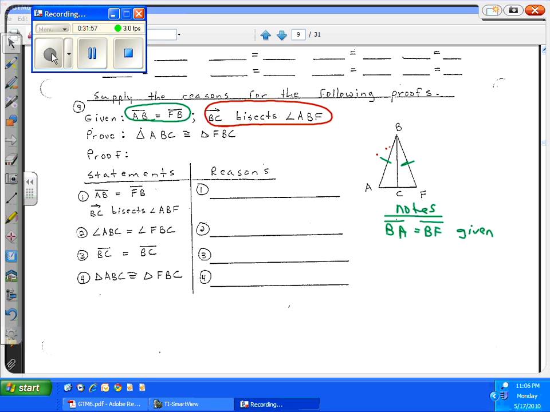We're going to read the next given statement. It says ray BC bisects angle ABF. What we get out of an angle bisector is two equal angles. So we mark that they're equal. Ray BC bisects angle ABF. Therefore, angle ABC is equal to angle FBC. Reason, definition of an angle bisector.